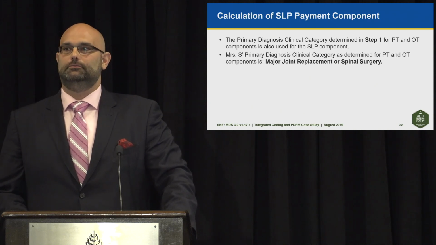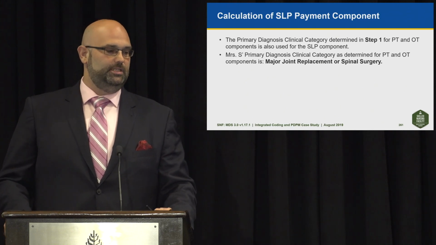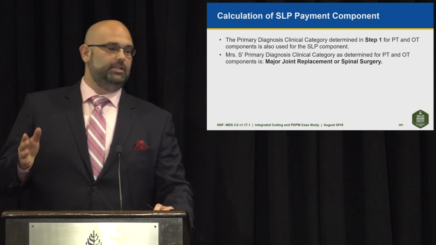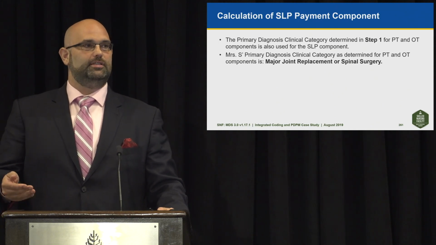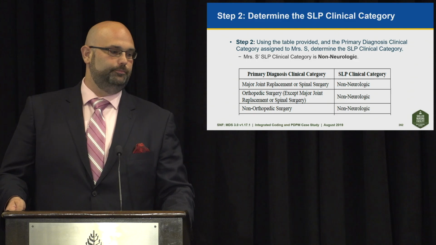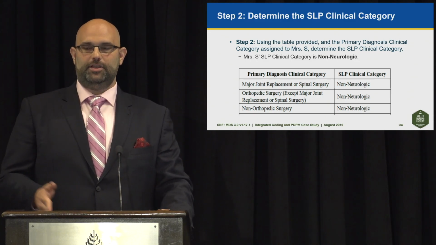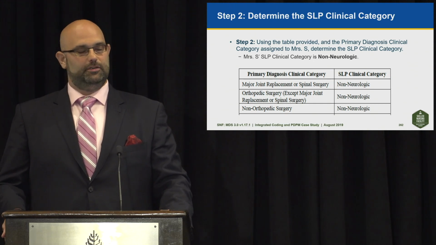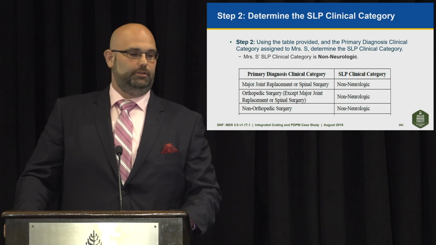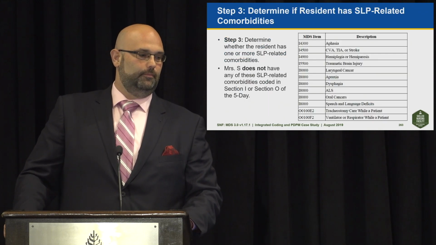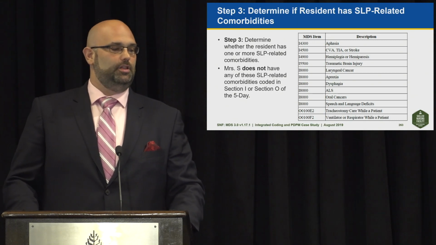Moving on to SLP. For SLP, very different classification methodology than we saw for PT and OT. It starts off in the same way, though, which is to look at the clinical category. Again, the clinical category was the major joint replacement or spinal surgery group. In terms of that collapse mapping from the clinical category to the component-specific clinical category, here we see that major joint replacement maps to the non-neurologic category, which really just means they don't have an acute neurologic issue. If it's not acute neurologic, they go into the non-neurologic group.